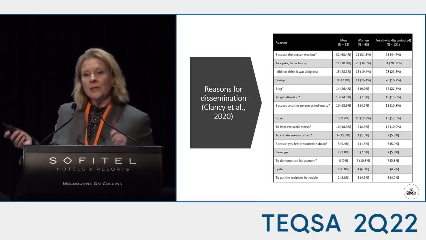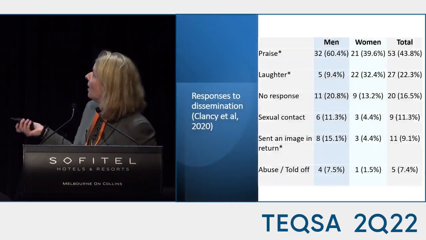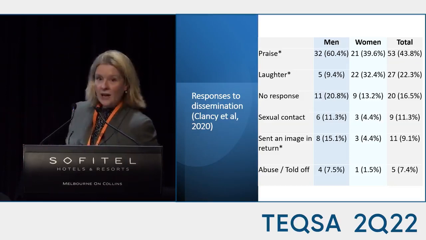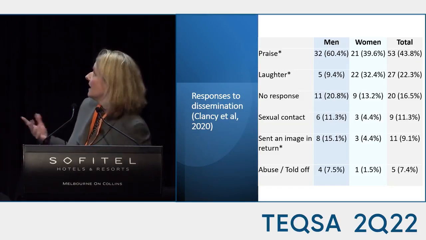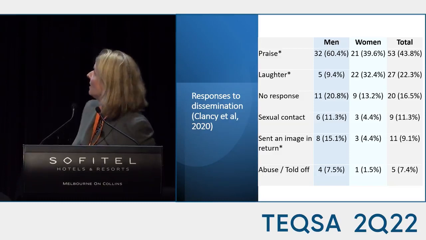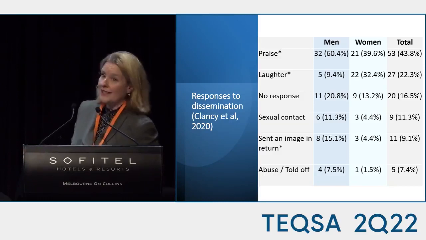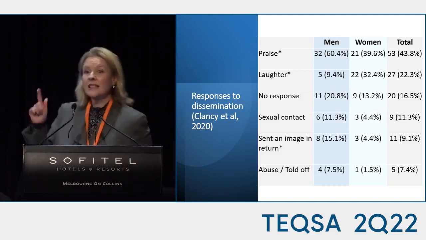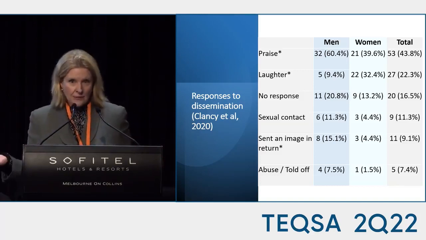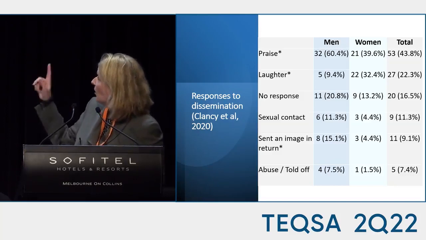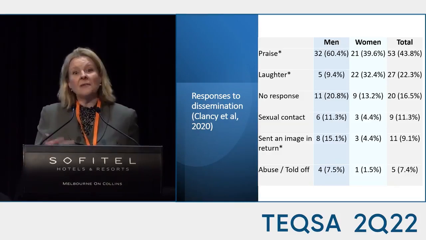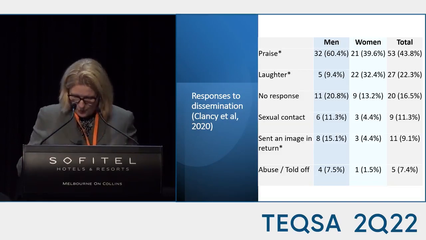So what then happens when someone gets an unwanted nude? Good question. For men, the number one response is praise. So 60% of men, after they share a sext, receive praise. Or they receive no response, or they get sent an image in return. Women, on the other hand, also receive praise, however, significantly less so. They receive laughter, significantly more so than men. A third of women who share one receive laughter as a response. And in terms of being sent an image in return, men are significantly more likely to do so. So you can see the very different responses in terms of what happens.